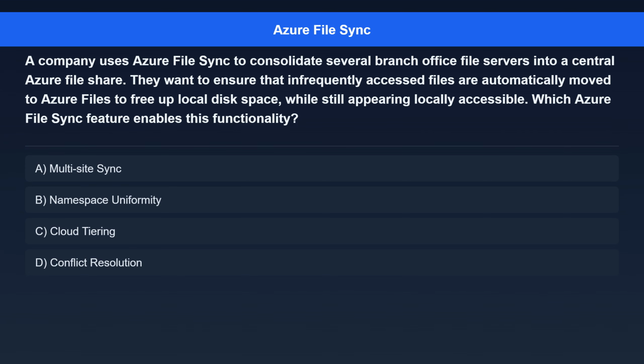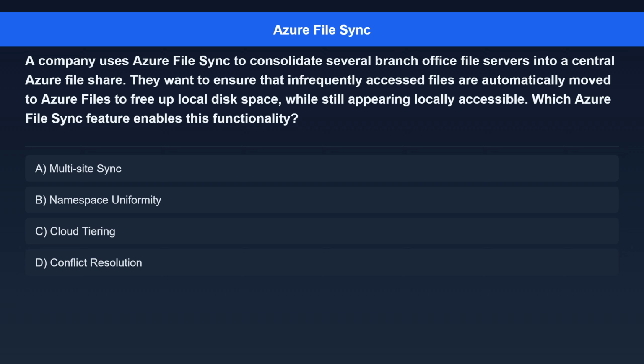Question 1. A company uses Azure FileSync to consolidate several branch office file servers into a central Azure file share. They want to ensure that infrequently accessed files are automatically moved to Azure Files to free up local disk space, while still appearing locally accessible. Which Azure FileSync feature enables this functionality?